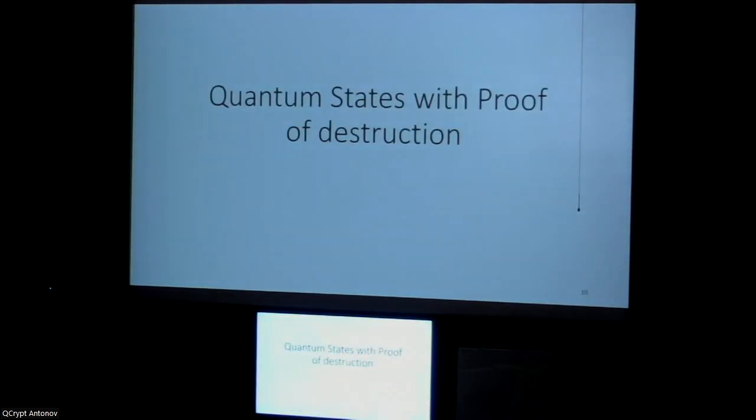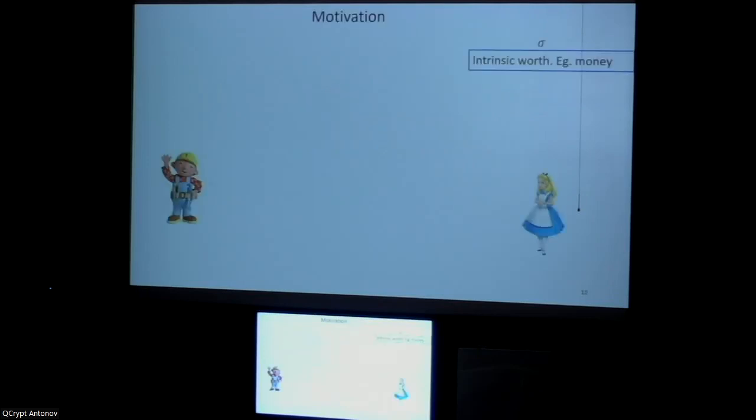Let's move to the other part of the title, which is quantum states with proof of destruction. Okay, so imagine the following setting, that Alice has something precious, let's say some money. So in this case, you can think of Alice as a bank who mints a money state using some secret key that she has, and then sends it to Bob. Now, Bob, after a while, says, I would like to trade this money state that I have for an ice cream popsicle from you, Alice. And then Alice says, sure, I'll give you that, but you must then destroy your money state. So can you destroy it?